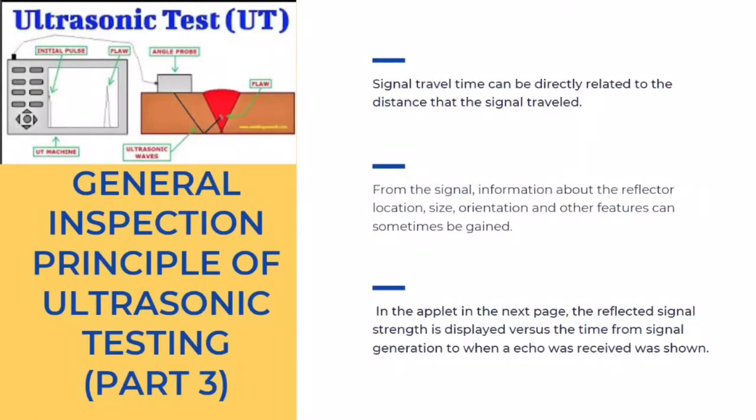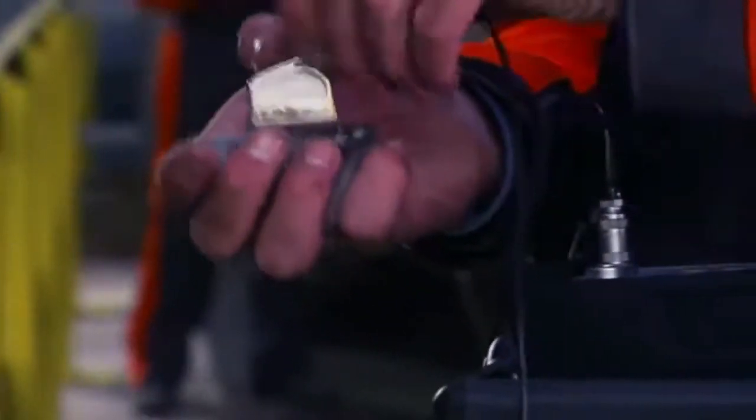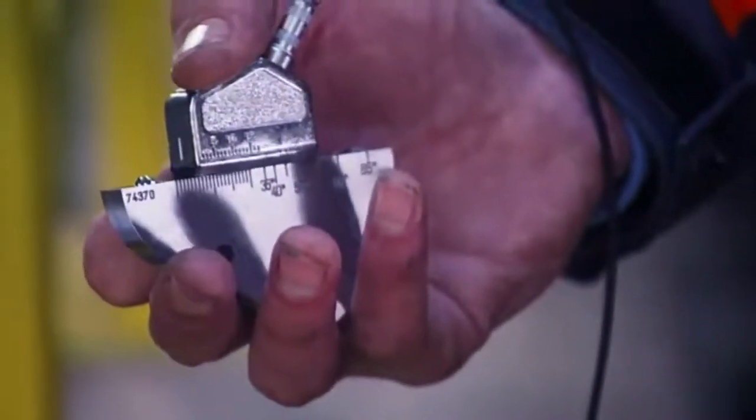In the next page, the reflected signal strength is displayed versus the time from signal generation to when an echo was received. A transducer converts an electronic signal into ultrasonic sound waves. It can both send and receive.